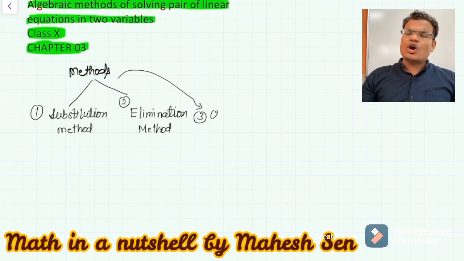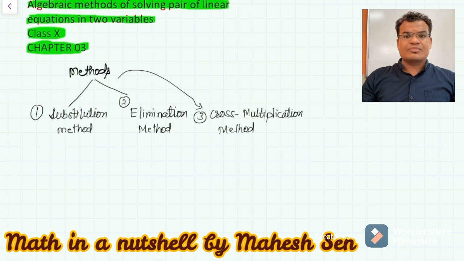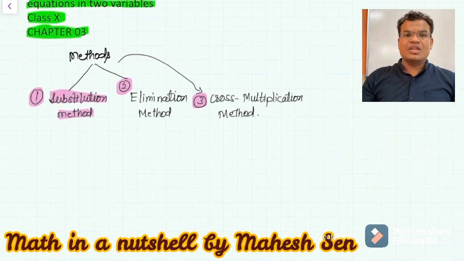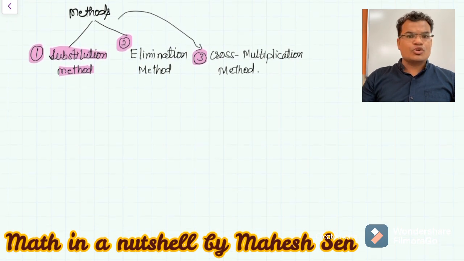The third method is the cross multiplication method. Although this method is not in the syllabus this year for the first term, it generally comes, and generally one question comes for 4 marks on the cross multiplication method. So guys, there are basically three methods: the substitution method, the elimination method and the cross multiplication method. But this year we have the substitution method and the elimination method for solving a linear pair in two variables.